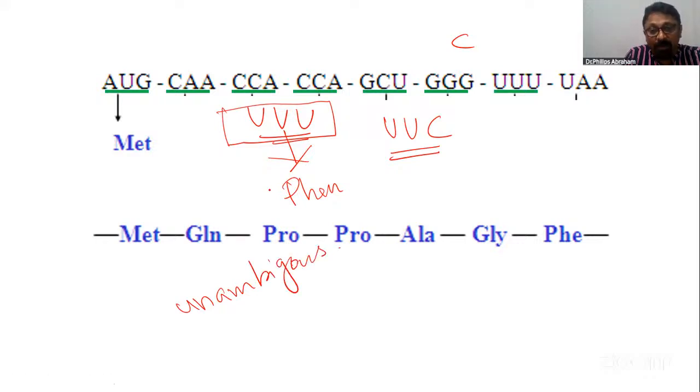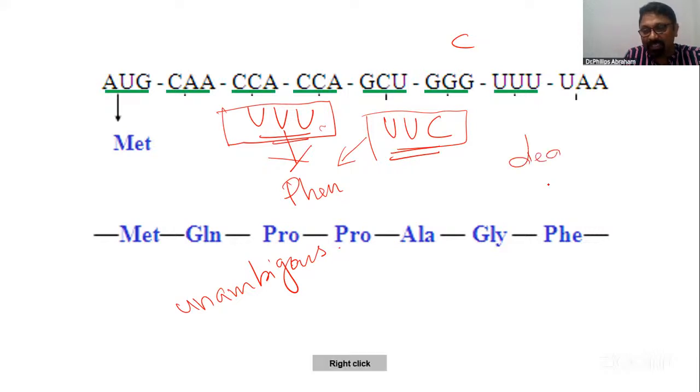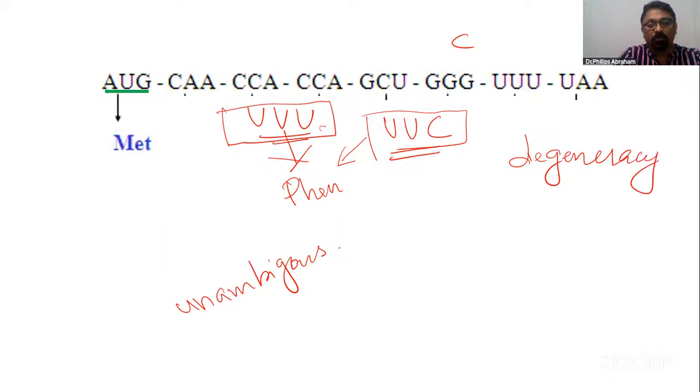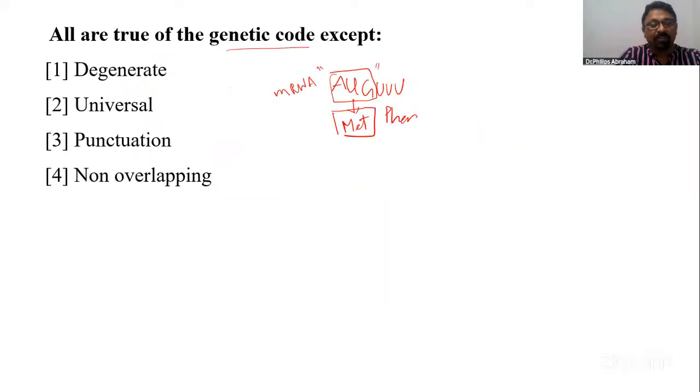No doubt, no other amino acid can be coded by UUU. But at the same time, UUC also codes for phenylalanine. So this is degenerate. So another feature, degeneracy of codon. So these are the features of codon. Degenerate means one amino acid has more than one codon. So it should be non-punctuating, non-overlapping. So here the answer is punctuating. That's what the answer is.